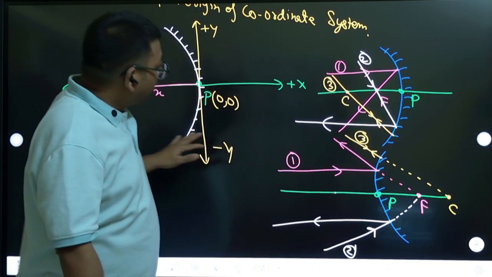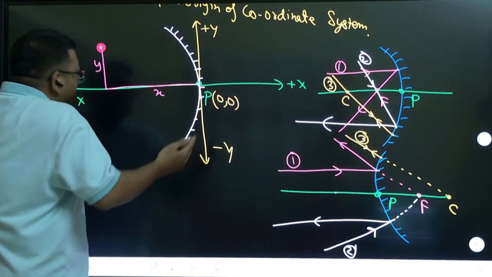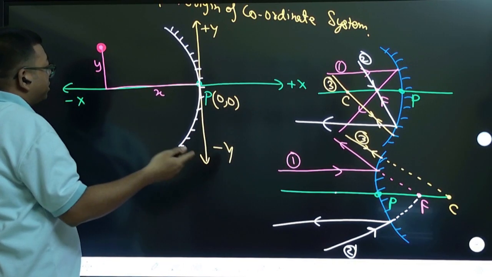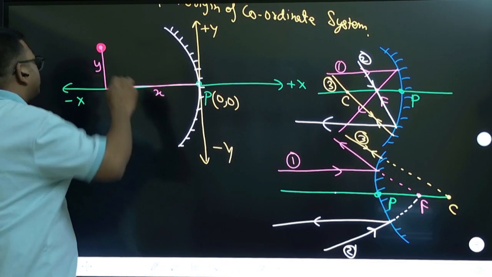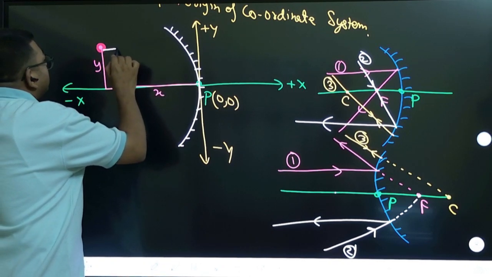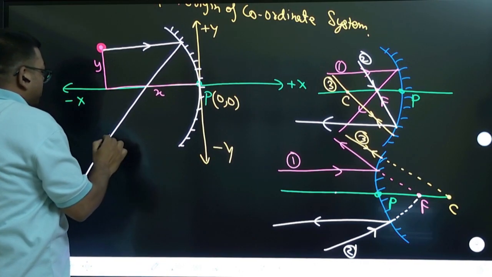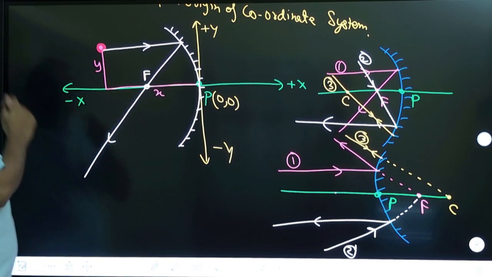So let us right now first choose distances x and y, and I want to find out where the image will form. So we will use some rays from there to find the image. So what rays can we take? First, take a ray which is parallel to the principal axis. Let us take a ray which is going like this. This ray will pass through the focus. So this point is the focus. We have taken this ray.